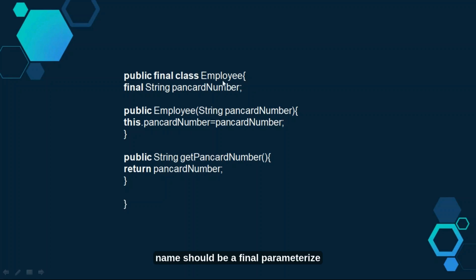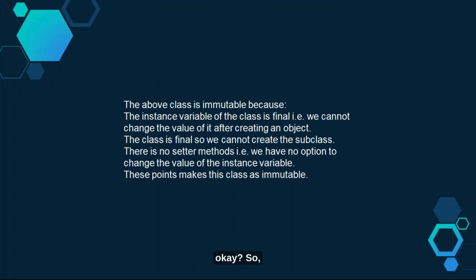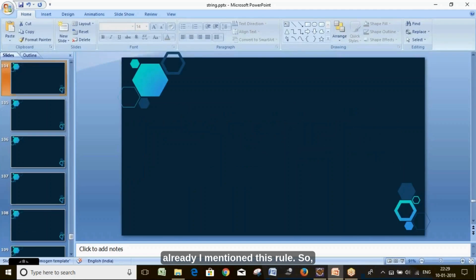Class name should be final, the parameterized constructor, one attribute should be final, and the getter method is there. So these are the rules. The class should be final, a minimum of one attribute should be final, the constructor should be parameterized, and the class should have a getter method. In this way you can create an immutable class. I already mentioned this rule. So this is your string. All the theory is completed.